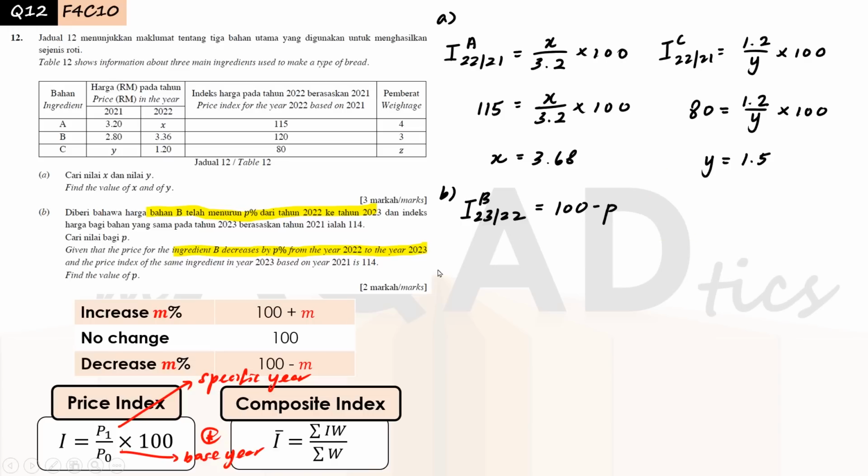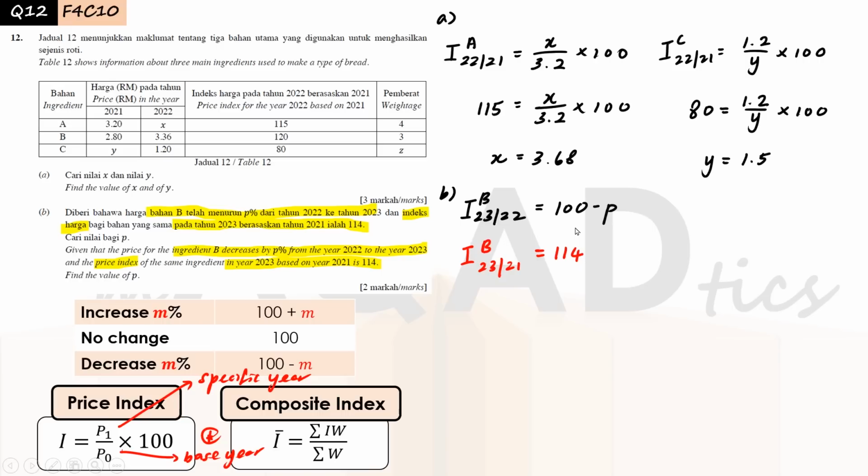Okay, and we are also given another price index with the same ingredient, so here will be I_B, and it is using the data in 2023 based on 2021, so here is 23/21, and the price index is 114. So now we need to find the value of P. The value of P is the price index of this.